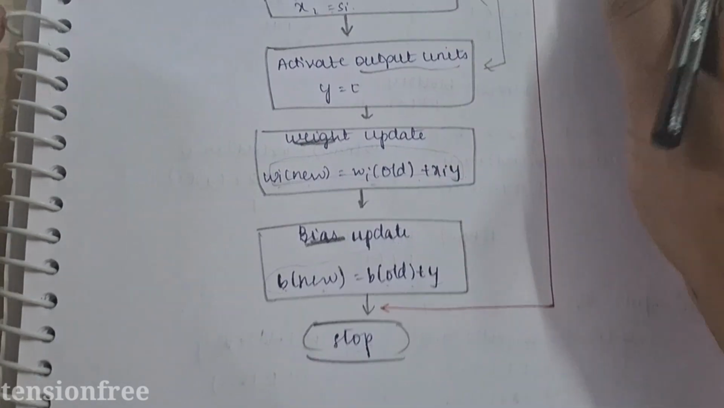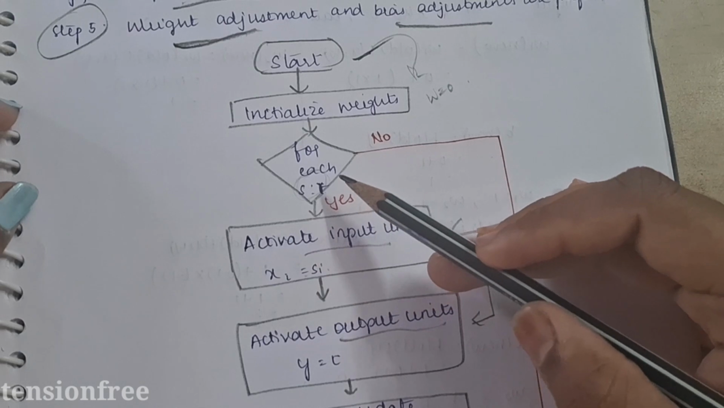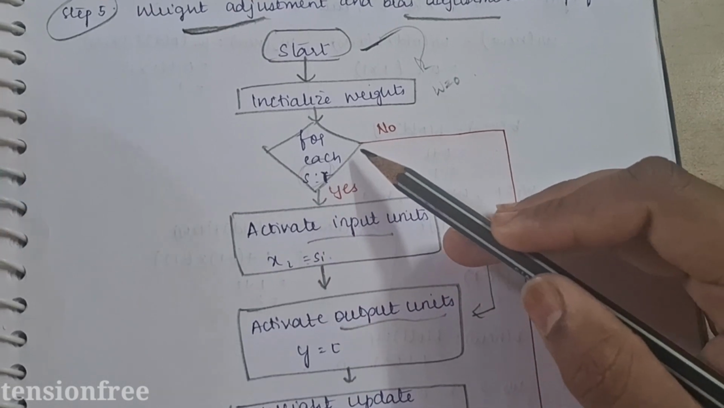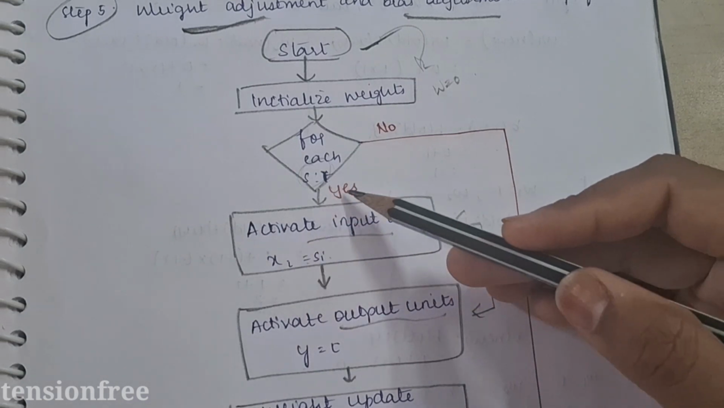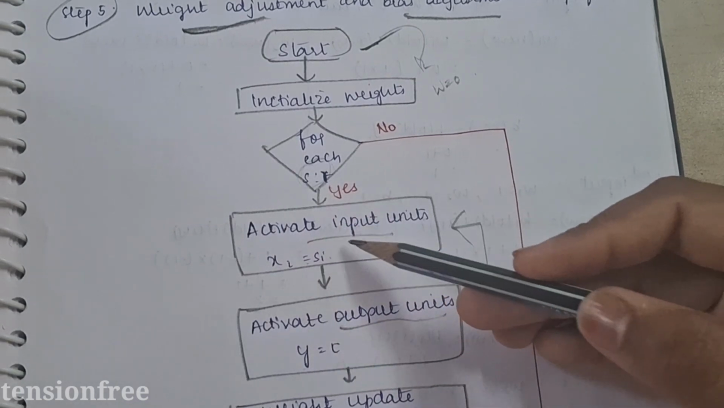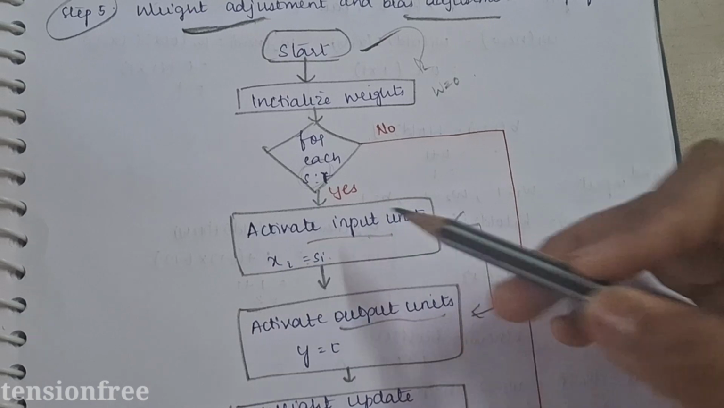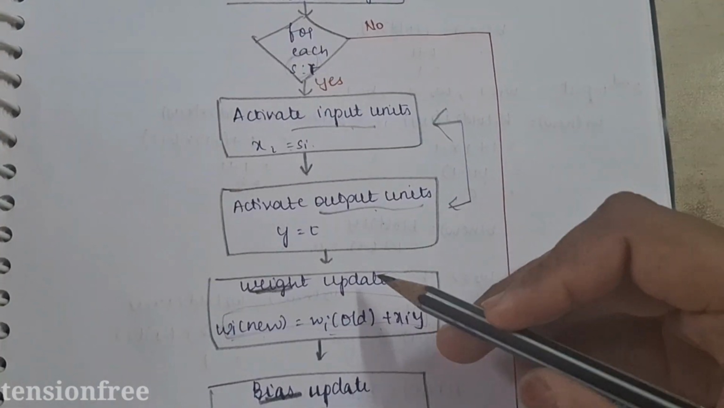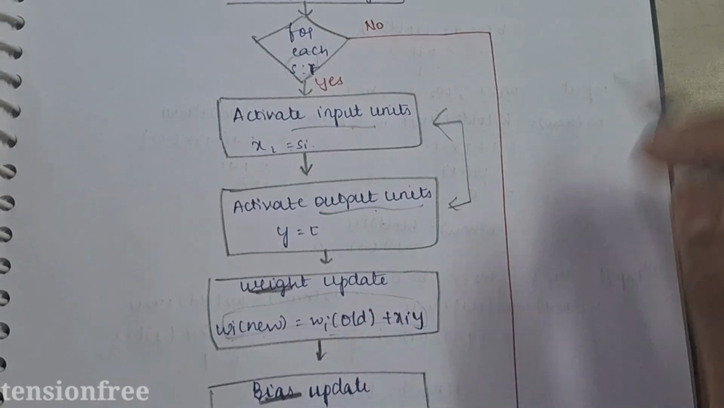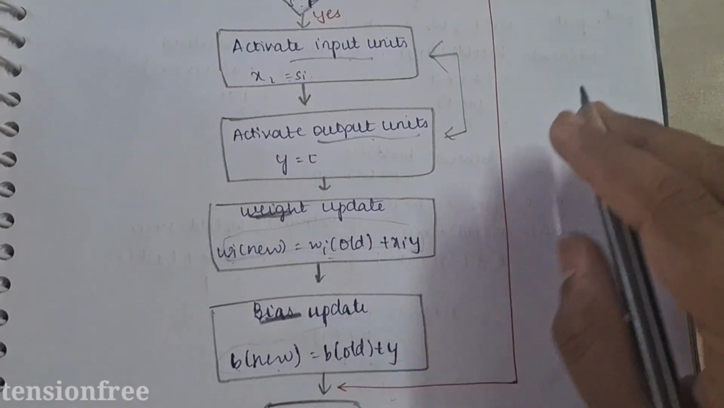First we need to initialize. We should check whether the condition is approved. If the condition is not approved, we're going to stop the process. If the condition is approved, we will get into the next step, that is activation of inputs and activation of outputs. After the activation, we need to update the weight and the bias. Then we will stop the process.